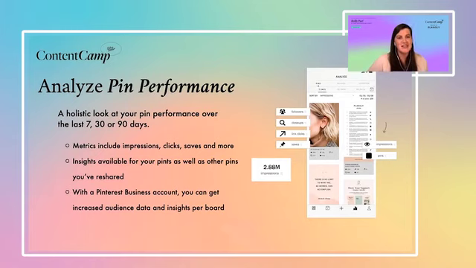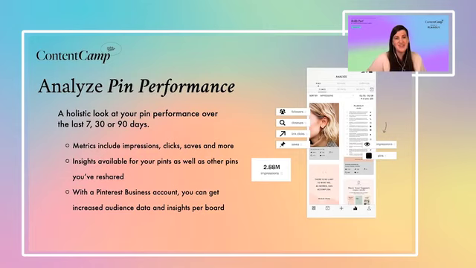Pin Planner actually has a specific feature within it called Analyze. With Analyze, you can look holistically at your pin performance over the last 7, 30, or 90 days. You can also look at one specific pin and just kind of see how it's doing. We measure things including impressions, clicks, saves, and more.